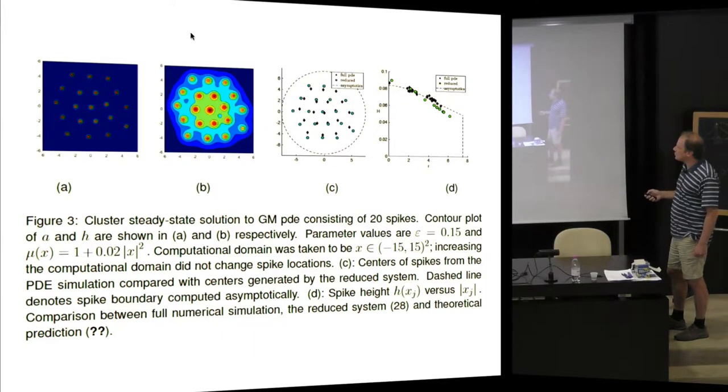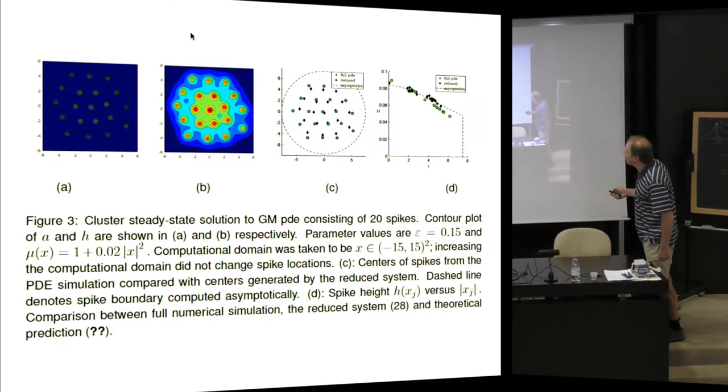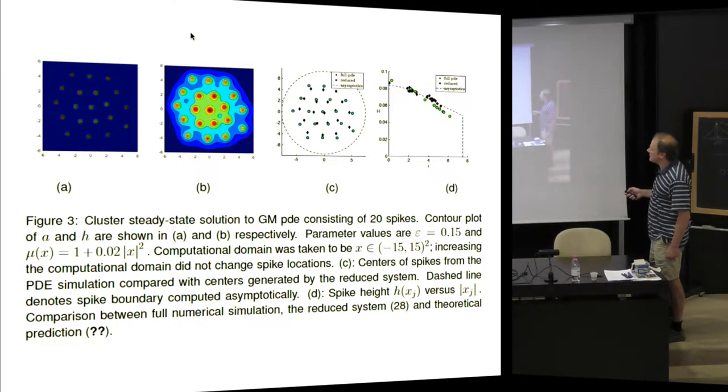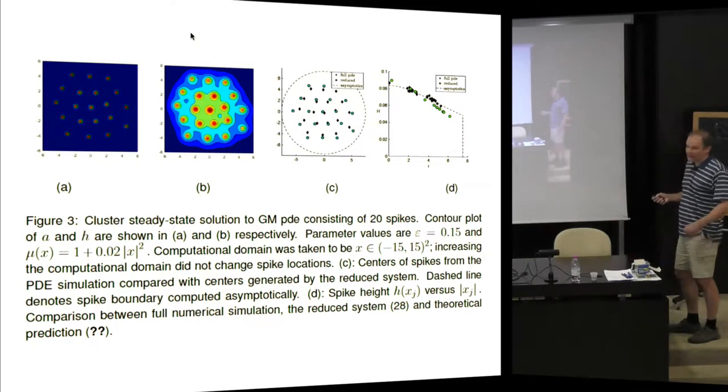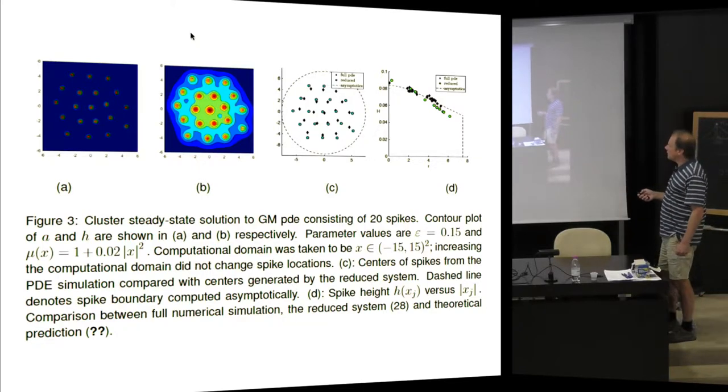Now this picture shows the locations. The black dots are the centers extracted from the full PDEs. The green dots are the centers as found by the reduced ODE calculation. And this dashed line is the asymptotic radius in the continuum limit. So it predicts pretty well what the radius should be, even with 20 spikes. And this picture is really kind of amazing. You can see how well the height of the spikes is predicted.